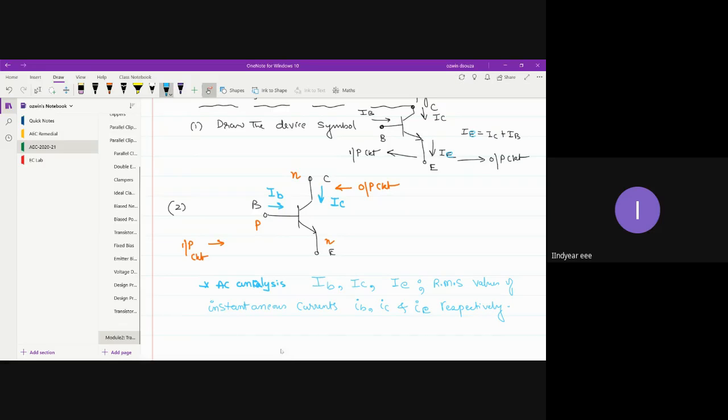This is how I separate the DC analysis from the AC analysis, by introducing the RMS values of the AC current. This step is very important, so do not end up writing the DC current. All right.